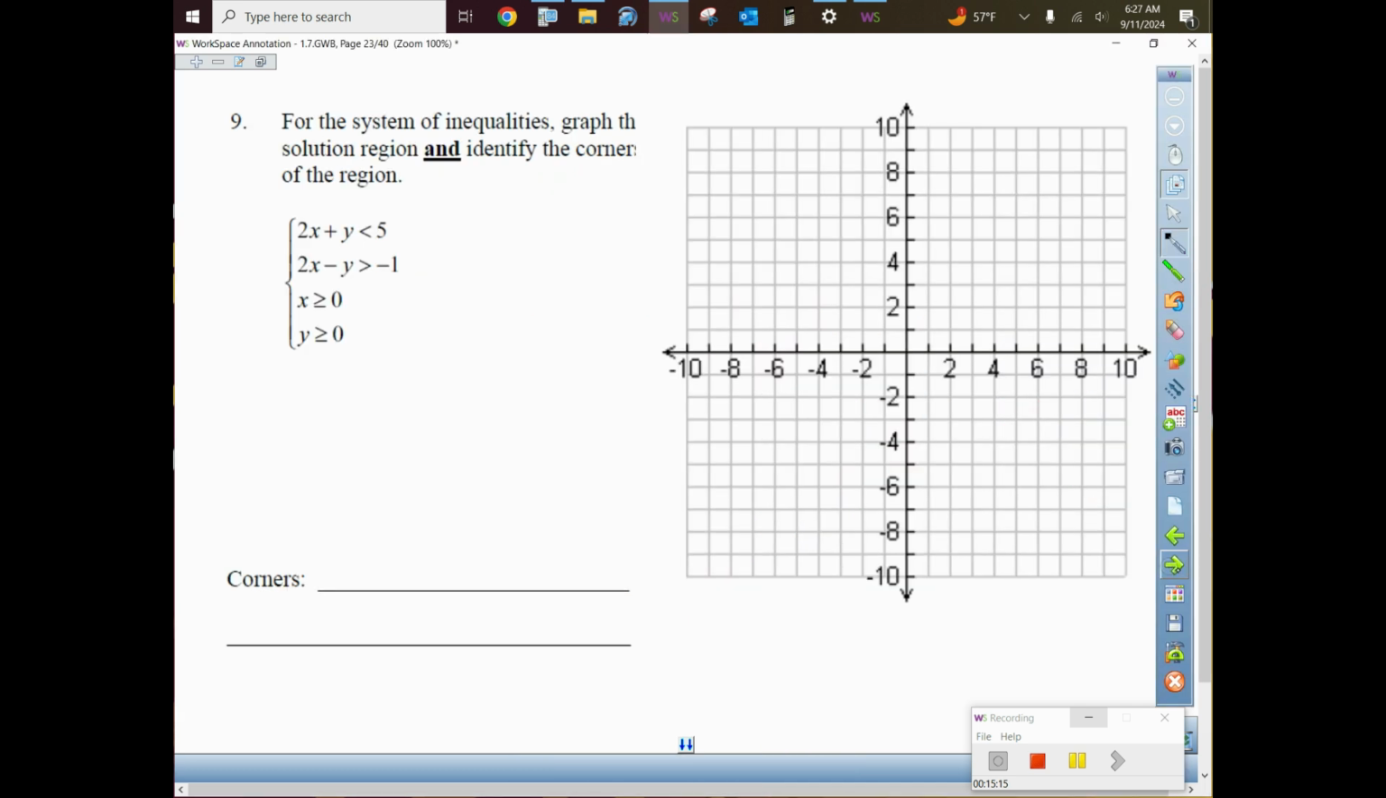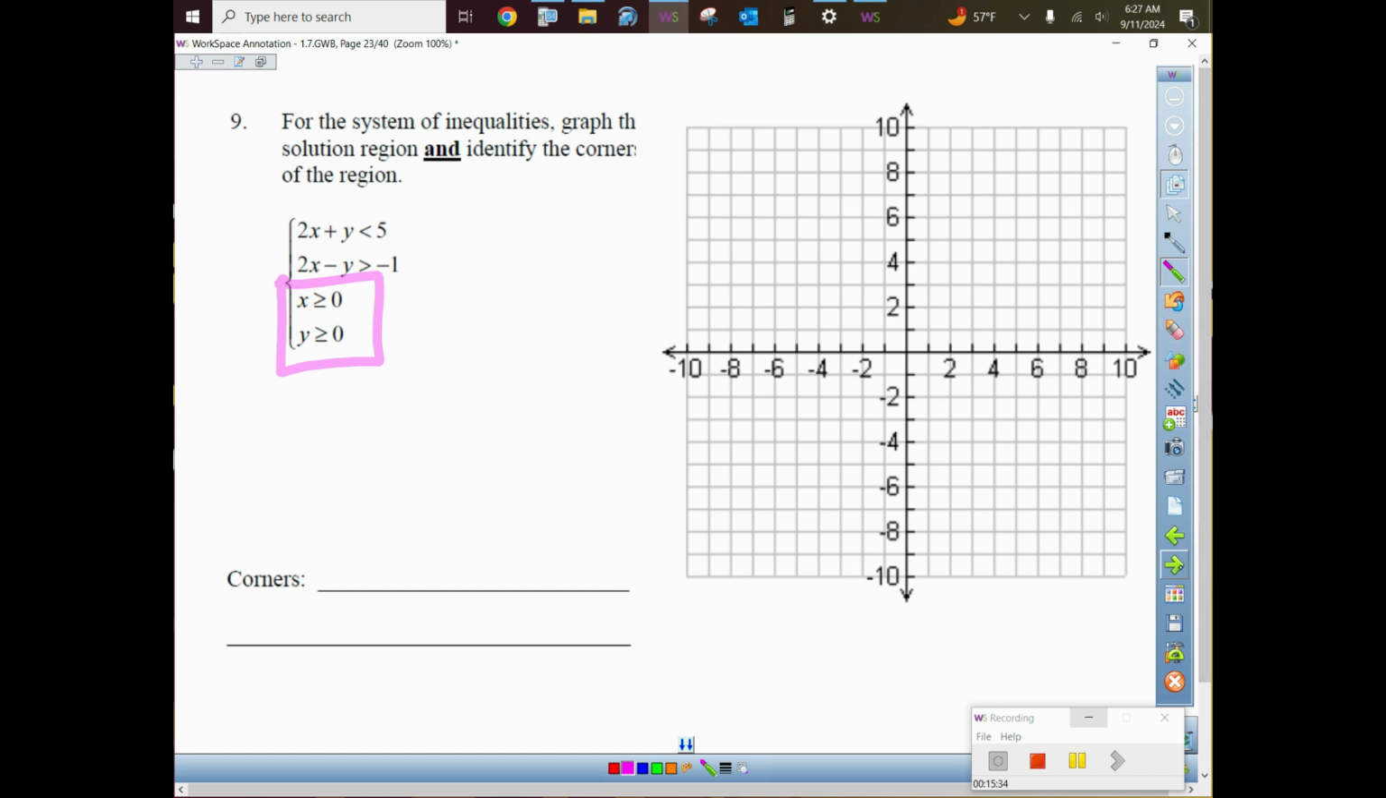We'll do that again here. And they say, graph all 4 of these on the grid and see where the shades overlap. We're going to go out of order because these two are almost freebies. It's x greater than 0 and y greater than 0. Those are horizontal and vertical lines.